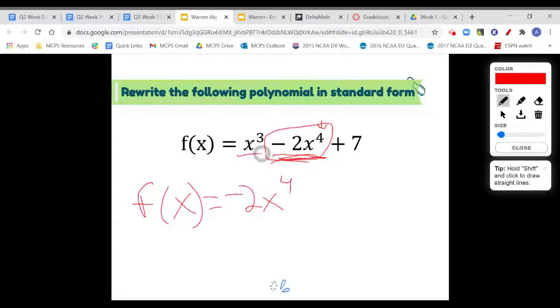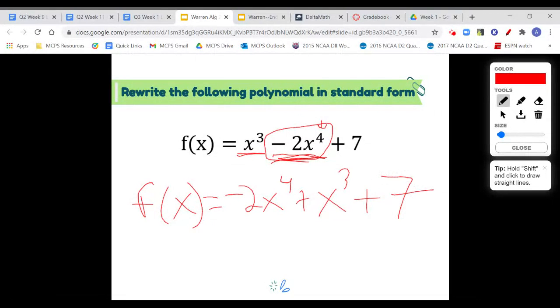My next part is going to be a positive x to the third. That is because that is my next largest exponent. And then again, always end with my constant. So there we have it in standard form.